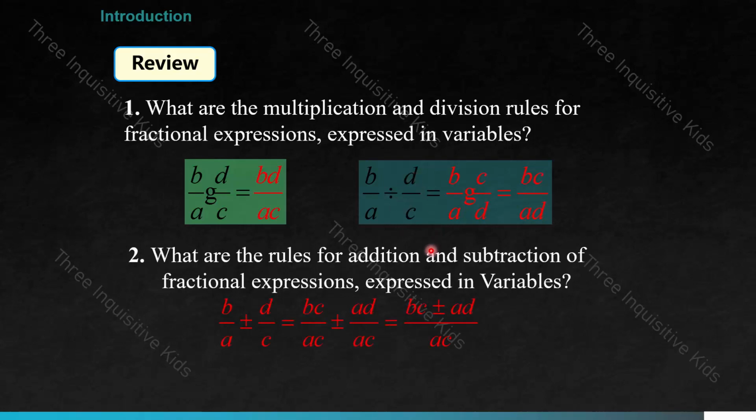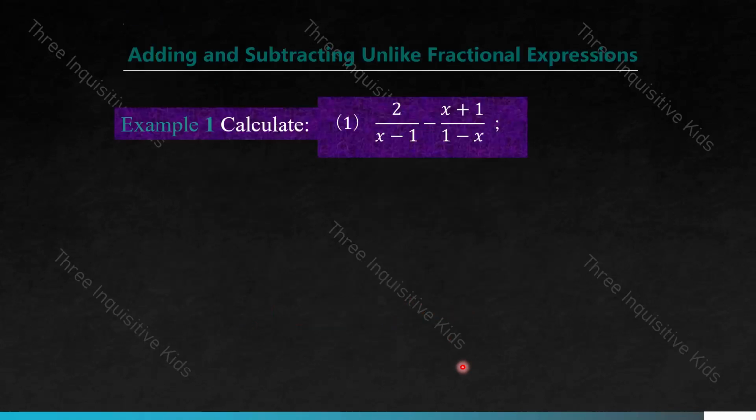For the next one, it would be b over a plus or minus d over c is the same thing as first you must make sure that they are like fractions. So you give them common denominators and then you add or subtract the numerators while keeping the denominator the same. So in this lesson, we're going to be putting together all of these operations to solve some mixed operations. Adding and subtracting unlike fractional expressions.